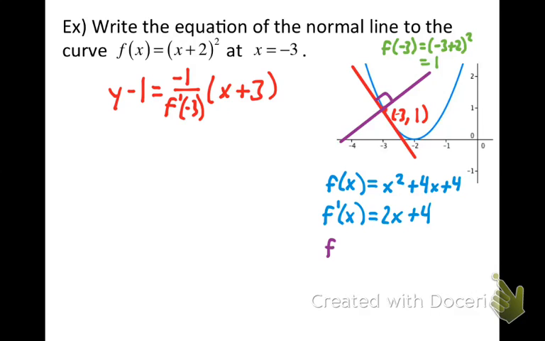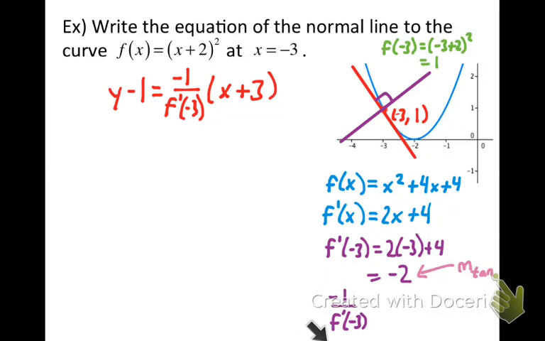And now we can figure out what f prime of negative 3 is. It'll be 2 times negative 3 plus 4. That's negative 6 plus 4, negative 2. That's the slope of the tangent line. And you can often abbreviate the slope of the tangent line with this notation right there, the slope of the tangent. And then to find the opposite reciprocal of f prime of negative 3, we're just going to take the opposite reciprocal of negative 2, aren't we?